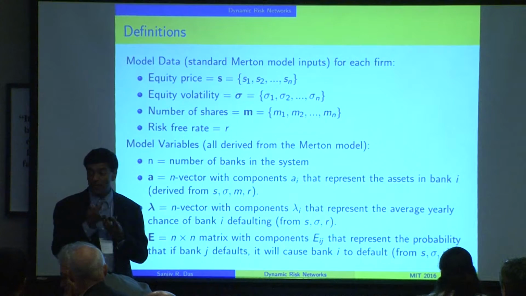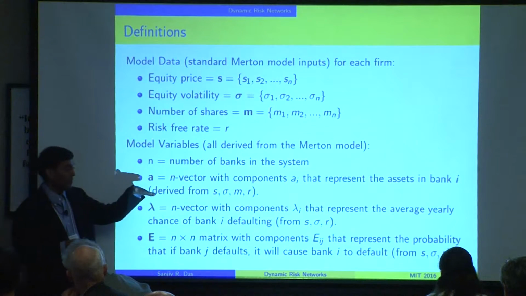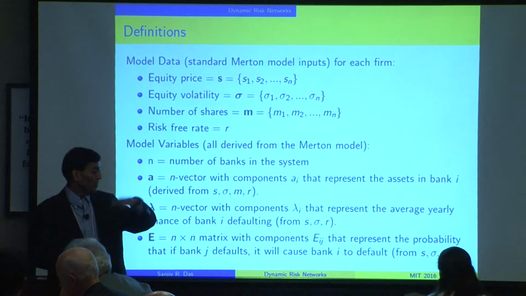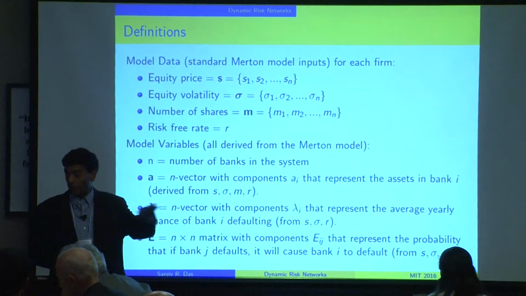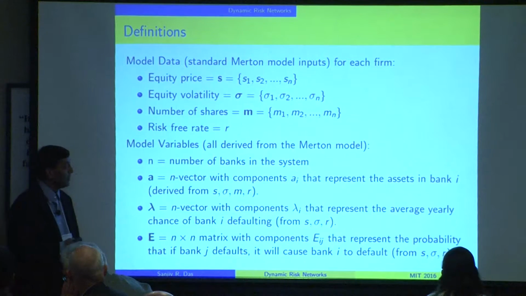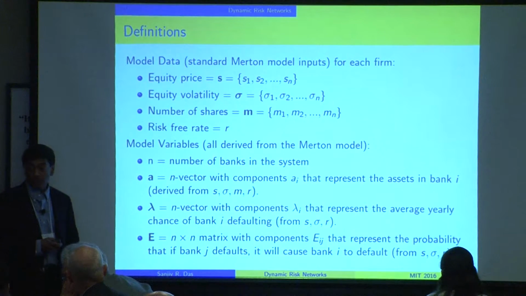So I work out all these pairwise connections. I can put a threshold on them, saying that these two banks are not really affecting each other if that number is not above a certain amount. So I can put a threshold in as well and construct my E matrix. Everything I can get over here comes out of the Merton 74 model.